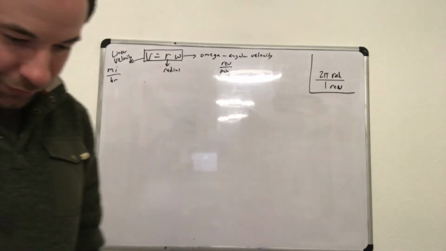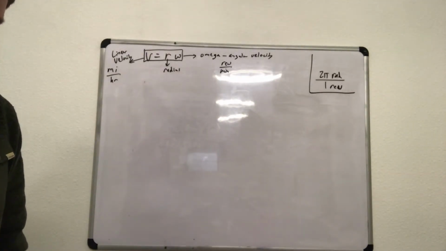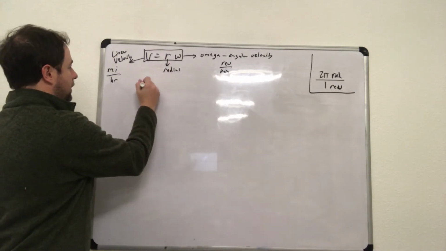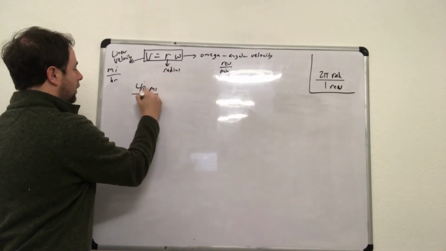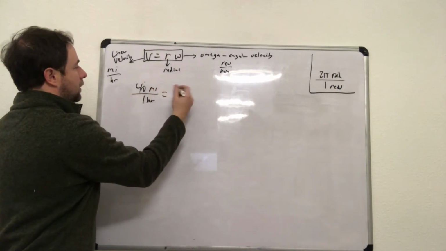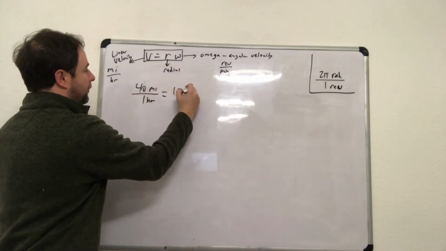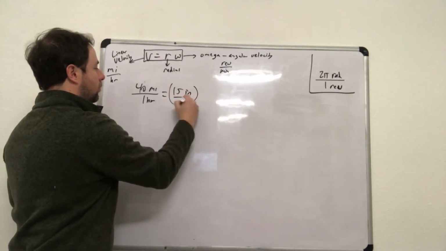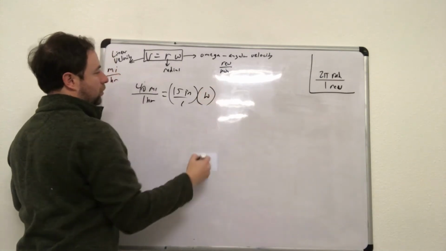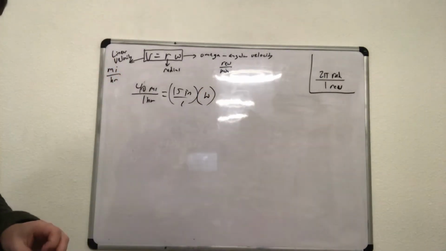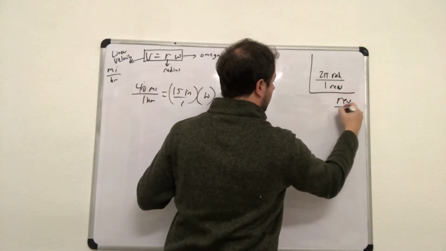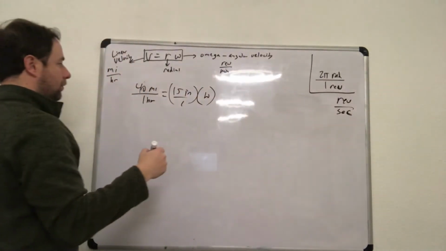Okay, the next one, it says an automobile whose wheels are 30 inches in diameter is traveling at 40 miles per hour. They want to know what the angular velocity is. Now it's at 40 miles per hour. And then it was 30 diameter, so we know it's going to be 15 on the radius, 15 inches over 1, times W is what we're trying to figure out. And of course the W, they want it in revolutions per second. So there's our goal that we can put over there.